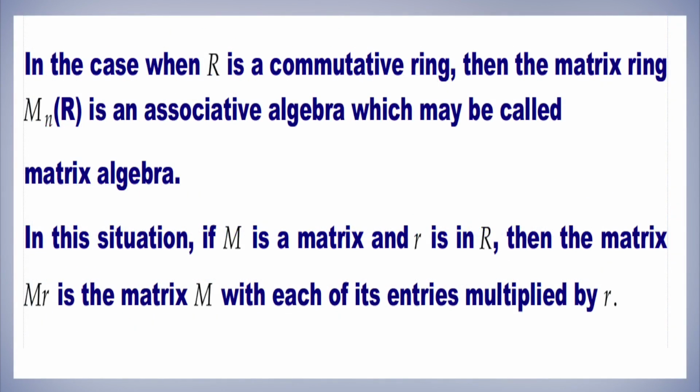In this case, when R is a commutative ring, then the matrix ring Mn(R) is an associative algebra which may be called a matrix algebra. In this situation, if M is a matrix and r is in R, then the matrix Mr is the matrix M with each of its entries multiplied by r. Let us see the ring of n by n matrices.